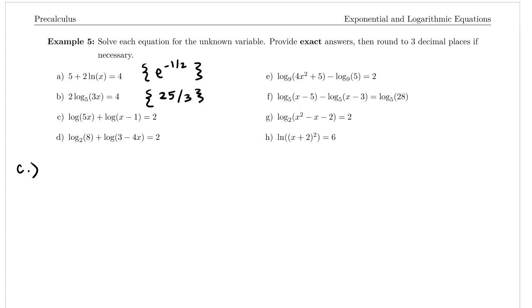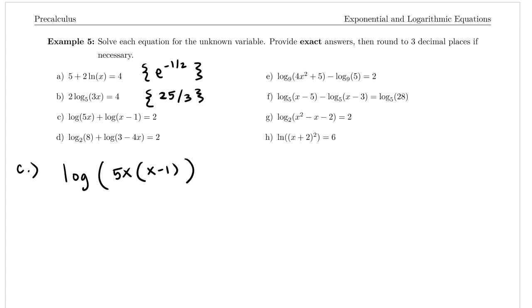All right, in part C, we have log of 5x plus log of x minus 1 is equal to 2, and we want to condense this into a single logarithm, and again, we need a logarithm law, and the one that we're going to use is the product rule for logarithms, which will allow me to condense this into a single logarithm.